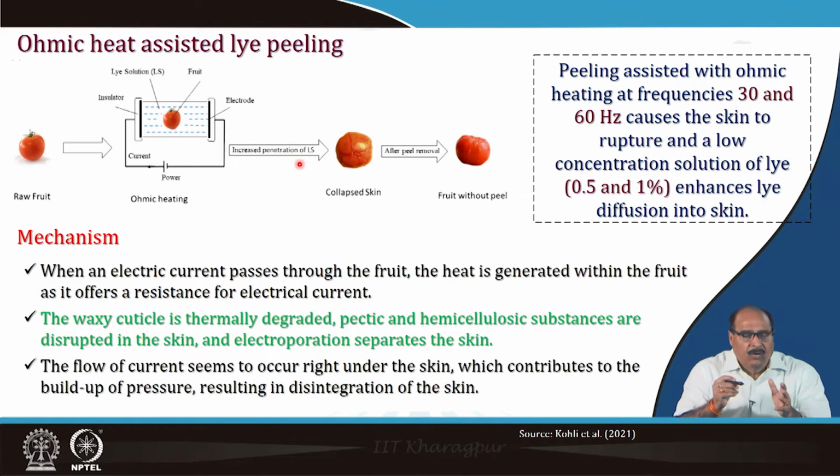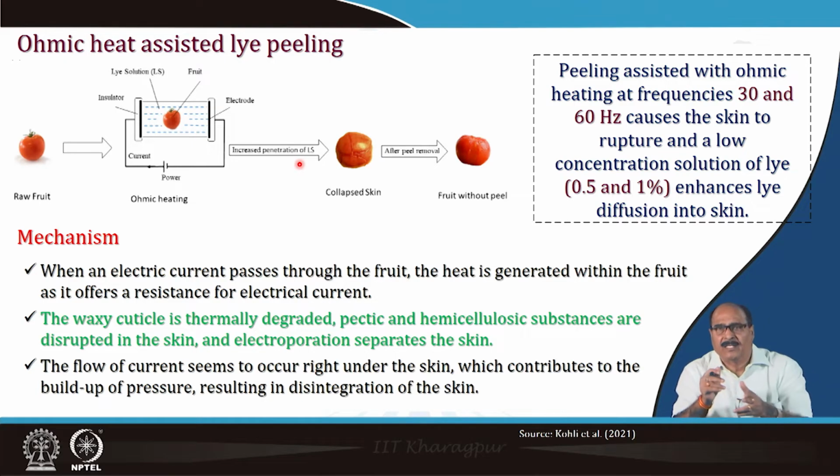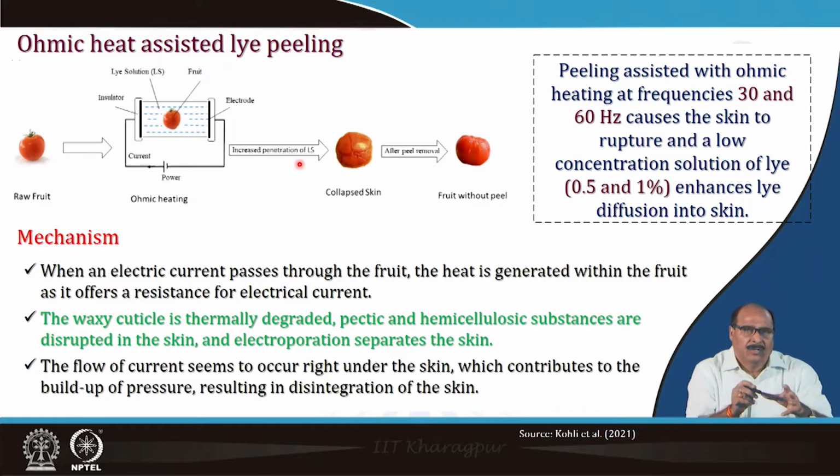Similarly, ohmic heat assisted lye peeling is another peeling method, assisted with ohmic heating at frequencies of 30 and 60 hertz, which causes the skin to rupture, and a low concentration solution of lye, maybe 0.5 and 1%, enhances the lye diffusion into the skin. So, now the steam heating or other heating is replaced with ohmic heating.